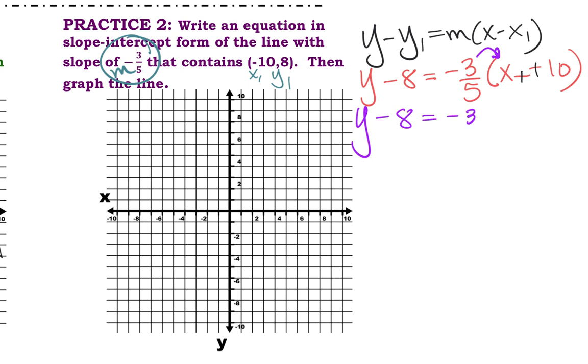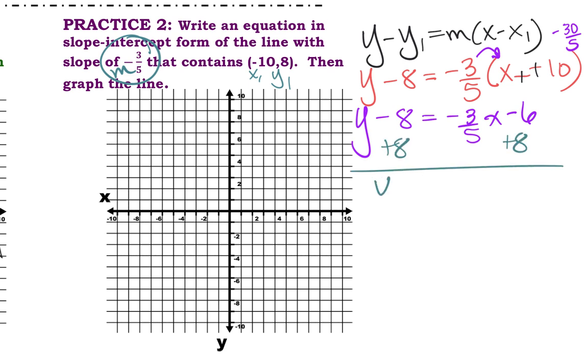Negative 3/5 x minus 6. Minus 6. All right, so when she multiplied, that's negative 30/5, which just gave her that negative 6. Good. And then our last step here, Blake, what should we do? Add the 8. So y is equal to negative 3 over 5x, and then plus 2.